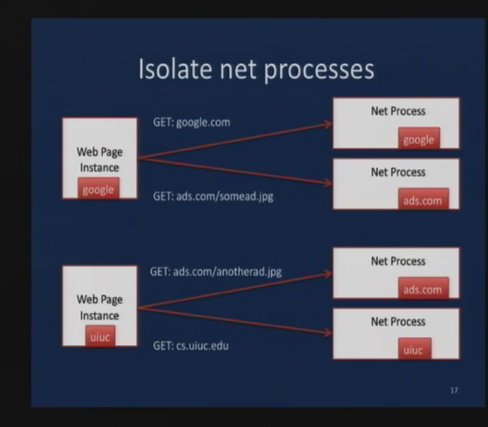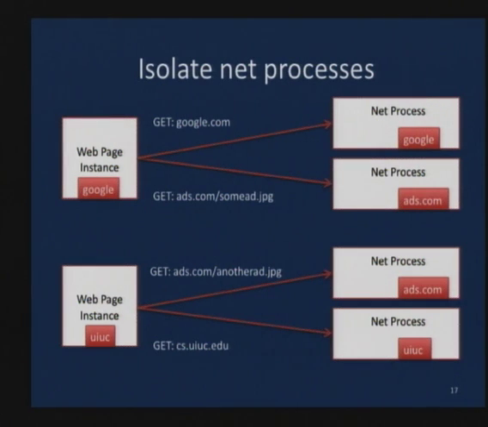So if you'll notice on the right, you can see that some of these network processes are given different labels depending upon where the request was made to. And so what this does is it provides a clean separation for us to apply different policies to network processes than we would to web page instances. And it does it in a way so that these entities are all visible to our kernel. So it's our underlying kernel that's making these basic security decisions.